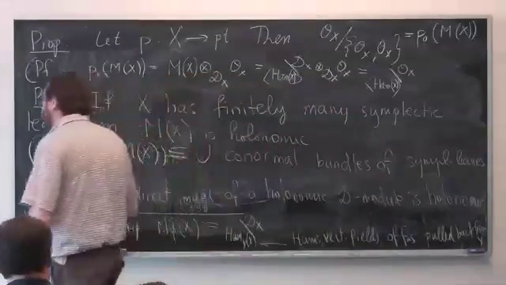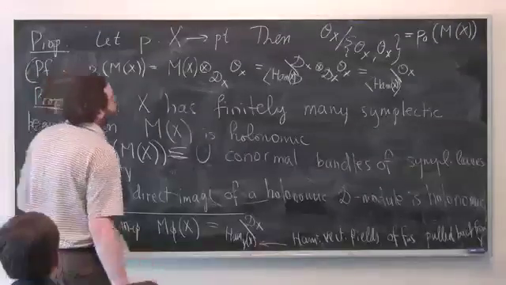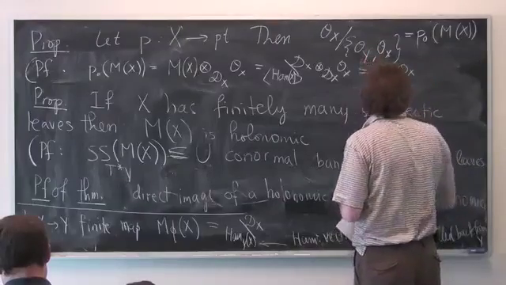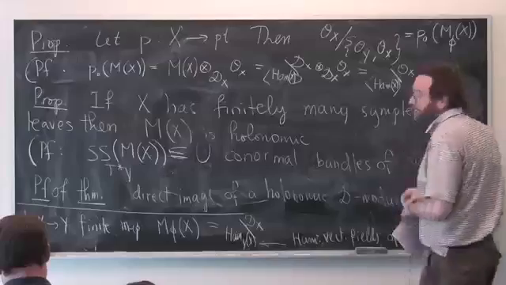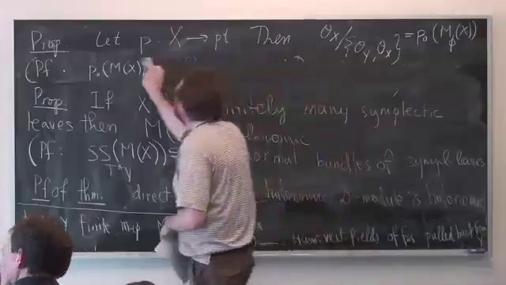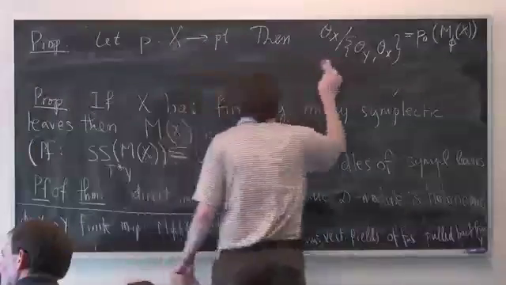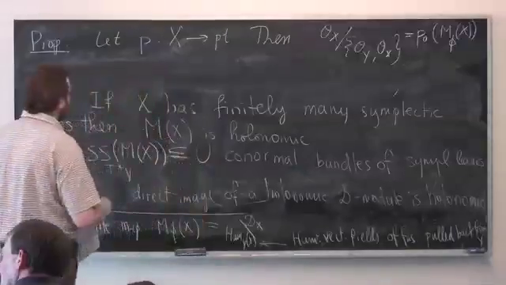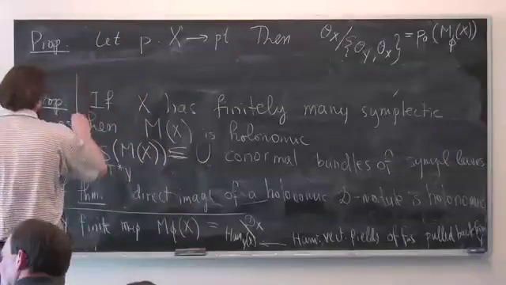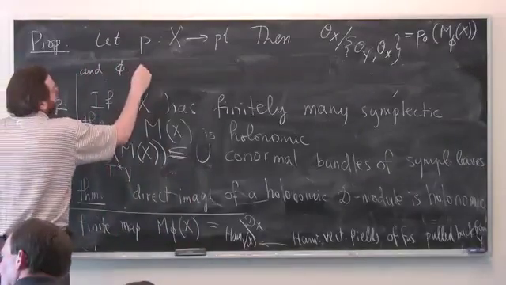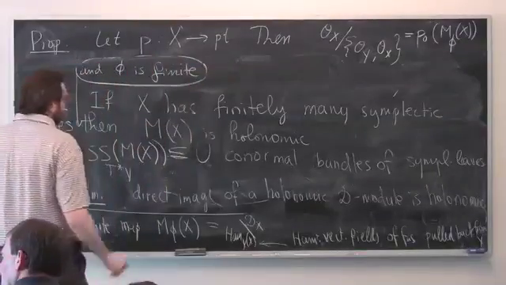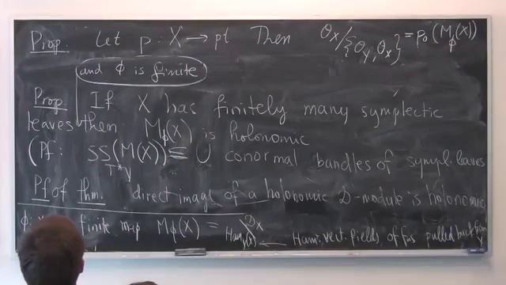But we can generalize both statements. In particular, if I want to have OX over OY of x, then this is the zeroth piece of M phi of x. And the proof is basically the same. And then the proposition: if x has finitely many symplectic leaves and phi is finite, then M phi of x is holonomic.